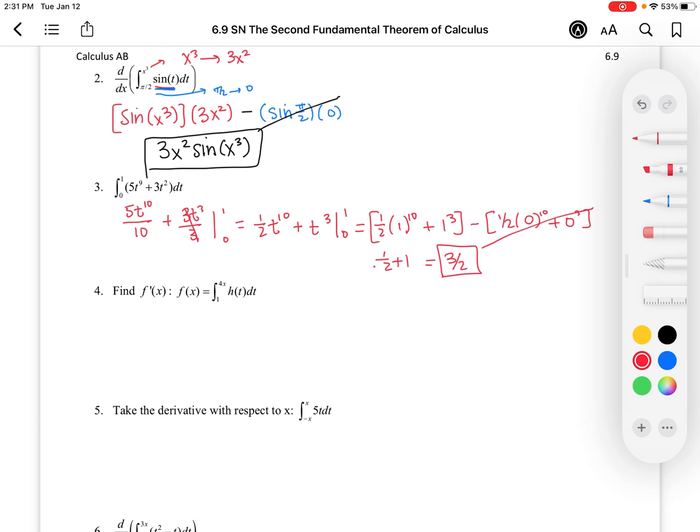So make sure that you are paying attention to when it's asking for the derivative and when it's just a normal integral. You really need to make sure that you are paying attention to that.